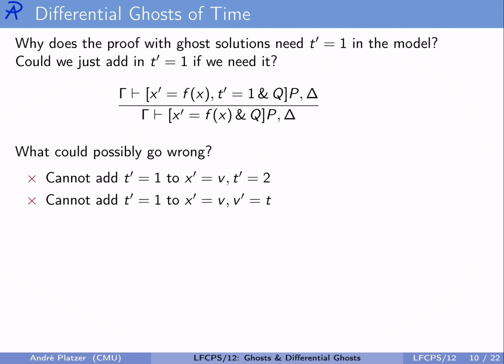We also can't use t in the rest of the ODE because we can't add t prime equals 1 into a differential equation that so far just looked like x prime equals v and v prime equals t, because this used to make sure that t is not changing and all of a sudden it would be. That would be an entirely different dynamics. That we can't do. But of course we can add t prime equals 1 into a differential equation that doesn't mention t at all yet. x prime equals v, v prime equals minus g.